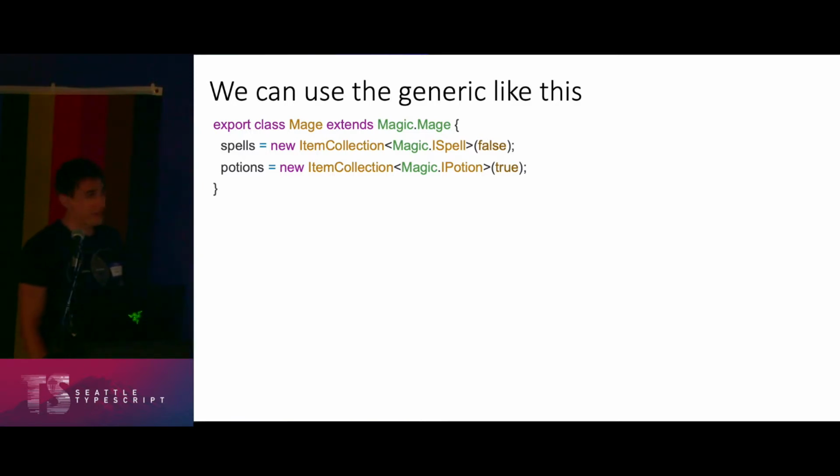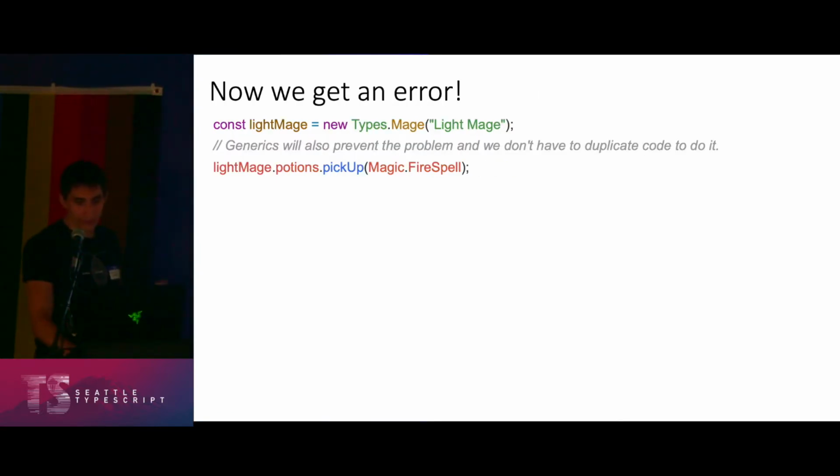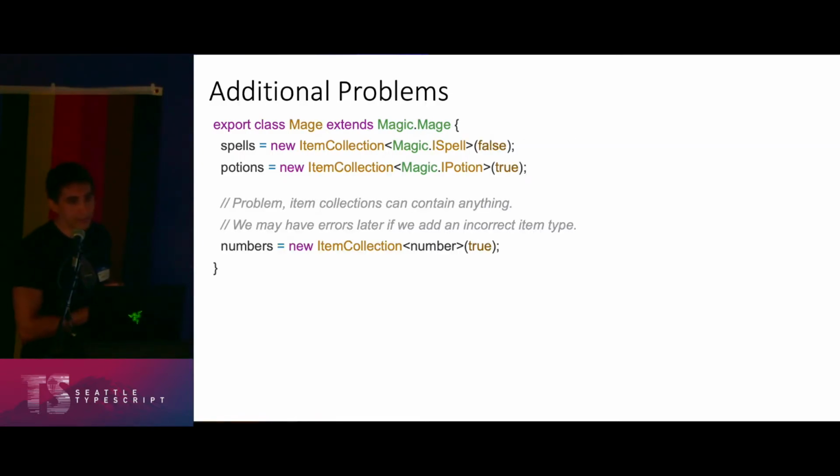So now we can use these generics. After the word item collection, between those chevrons, we would say spell or potion. So now we've got two separate inventories that can only store spells or potions. And this code right here, this would no longer work. The previous code would actually compile. This one will not. There's an additional problem here, though.